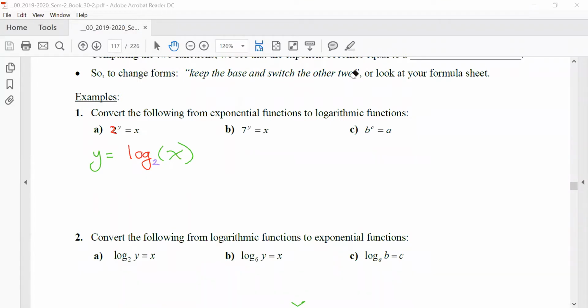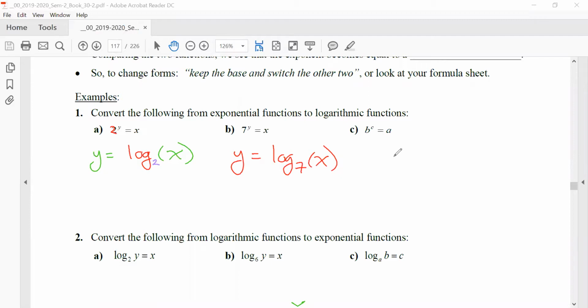Okay, the next one, B. 7 to the exponent y is equal to x. So I say to myself, my base is 7. So it's log base 7, and the other two parts switch. So I'm isolating for my exponent, and the x goes where the 7 was. y is equal to log base 7 of x. Love it.